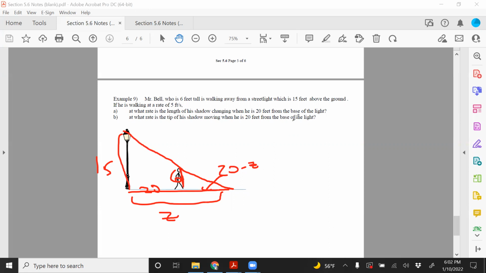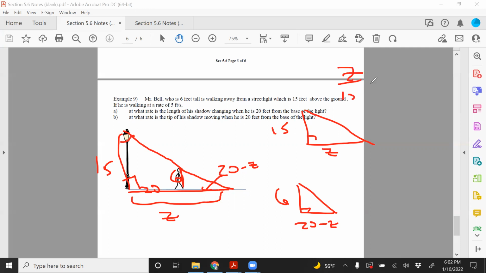So then what you do is look at 2 triangles, 15 and Z, and 6 and 20 minus z. And they're similar triangles. Similar because they both share this angle here, the sides are proportional, and they're also at right angles, so all the angles are the same. So you can say z over 15 equals 20 minus z over 6. Cross multiply, 6z equals 300 minus 15z.